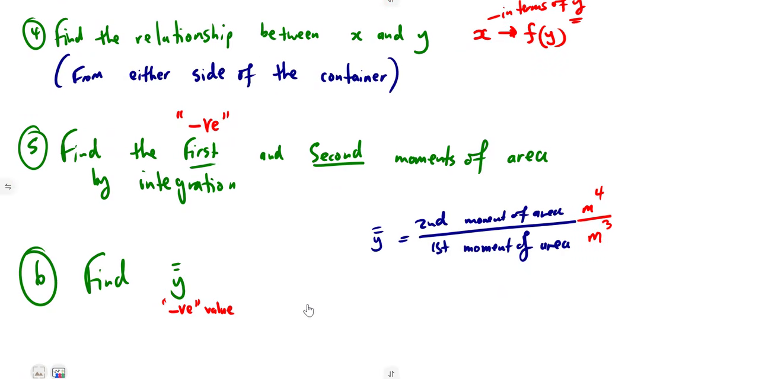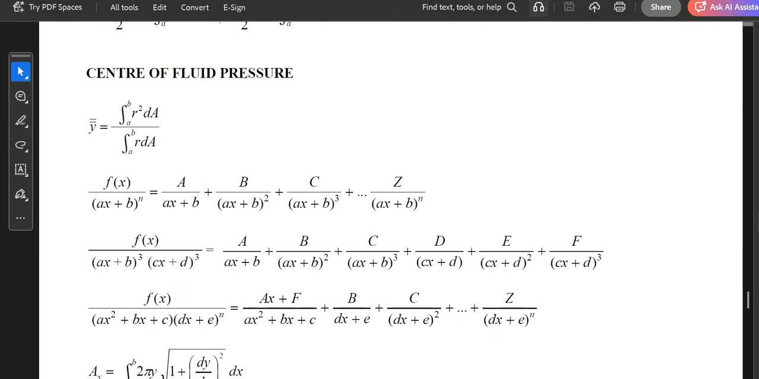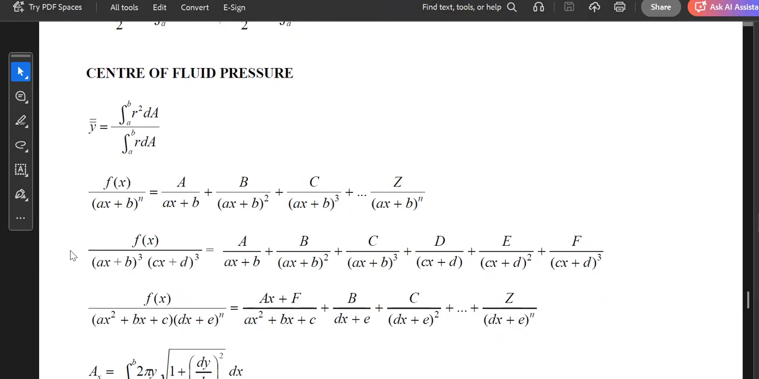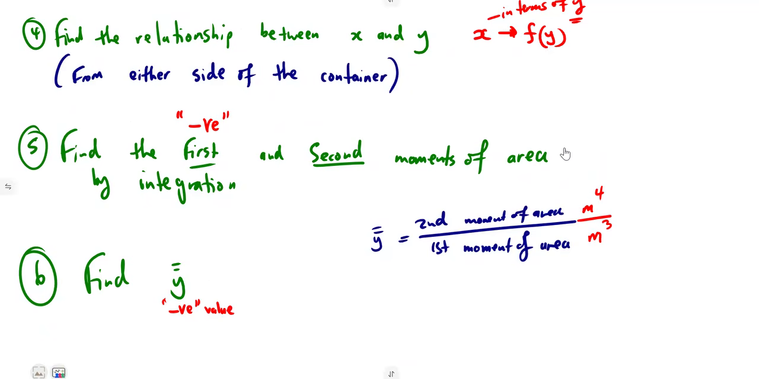Even if you check your formula sheet, guys, you are just limited to that. Center of what? Fluid pressure. This is what you're limited to only. Meaning to say, the rest is for you to know how to determine each section until the final answer.